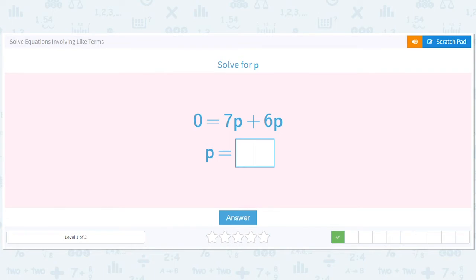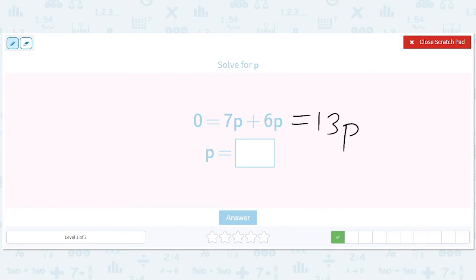What's 7p plus 6p? Well, it is 13p. And if we divide both sides by 13, we will get p equals 0.